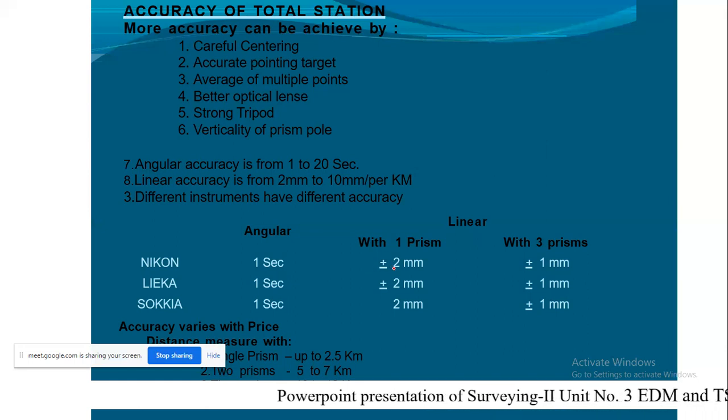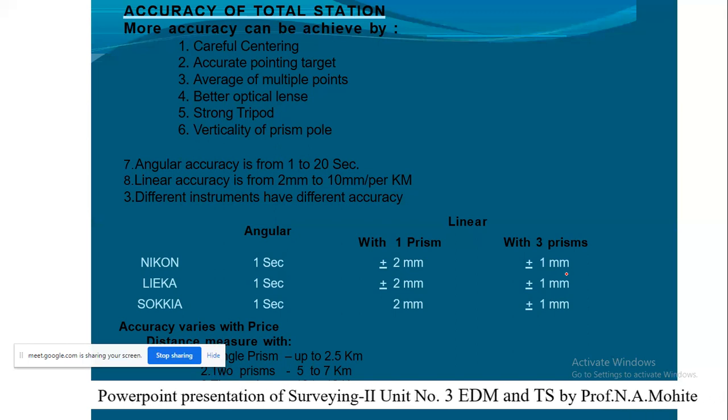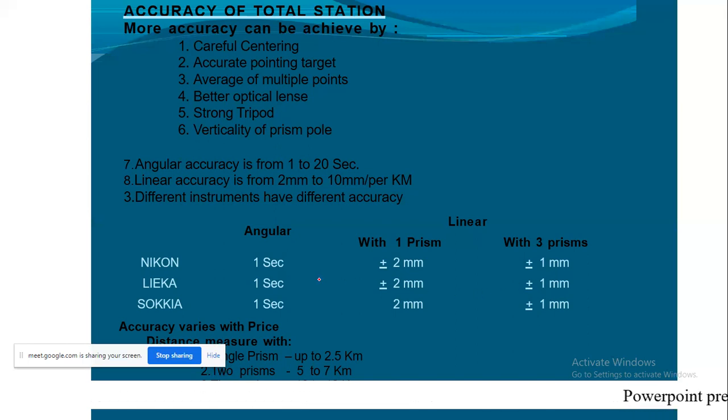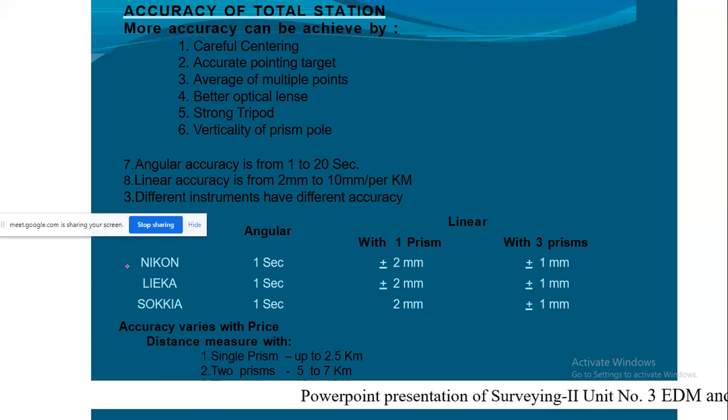Linear accuracy for the Nikon company is plus or minus 2 mm when you make use of one prism. When you make use of three prisms in a range, you can reduce it up to plus or minus 1 mm. So you will get greater accuracy. Similarly, it is with respect to Leica and Sokkia. This accuracy varies with price also.